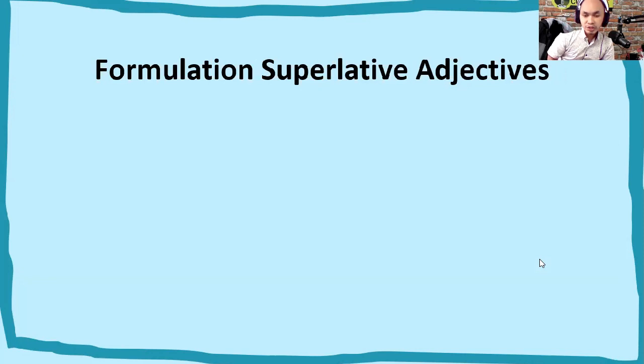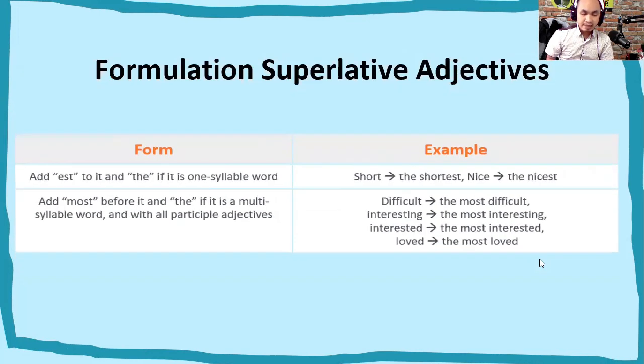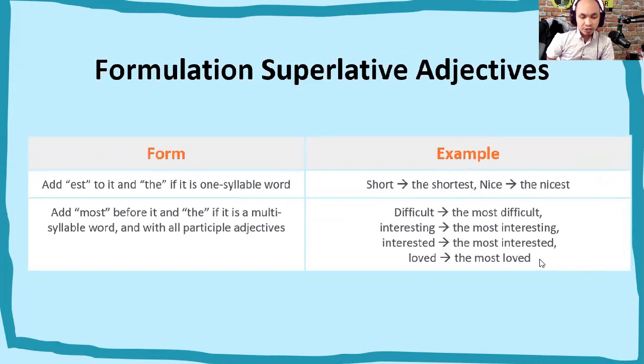Next, we are going to look at the formation of superlative adjectives. Let's take a look at this. In the first form, if it is a one-syllable word, you can add EST. But before you put EST, you need to add "the". For example, short. If you want to change it to a superlative adjective, you just add "the" and also add EST after the word. For example, the shortest. Or another example, nice becomes the nicest.